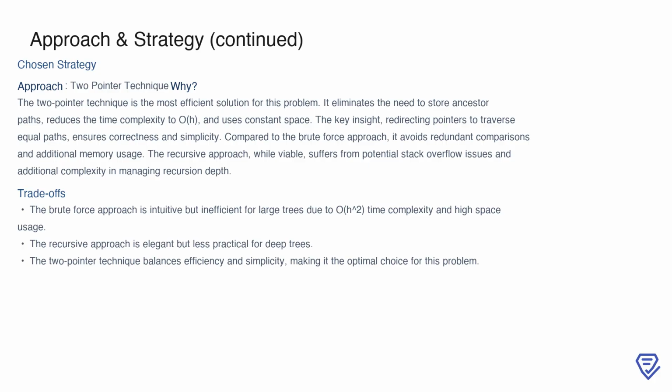While the brute force method is intuitive, its O(h²) time complexity and high space requirements make it unsuitable for larger trees. The recursive approach, though elegant, is less practical due to its limitations in deep tree scenarios. The two-pointer technique strikes the perfect balance between efficiency and simplicity, making it the optimal strategy for solving this problem.